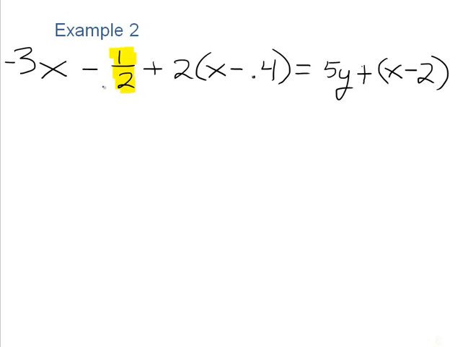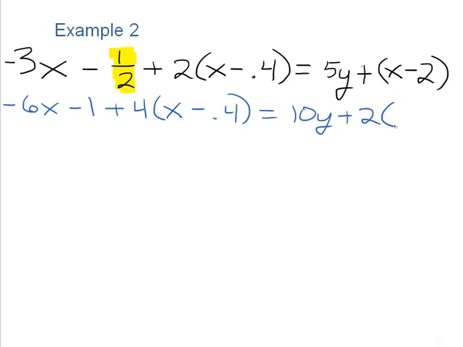So in order to get rid of 1/2, can't I just multiply by 2? And I just have to multiply everything by 2. So I just get negative 6x minus 1 plus 4 times x minus 0.4, equals 10y plus 2 times x minus 2. All I did was multiply everything through by 2. Don't forget that when you multiply a product by 2, you don't multiply both pieces by 2, just one of them. So 2 times 2 is 4, and the other piece is just going along for the ride.